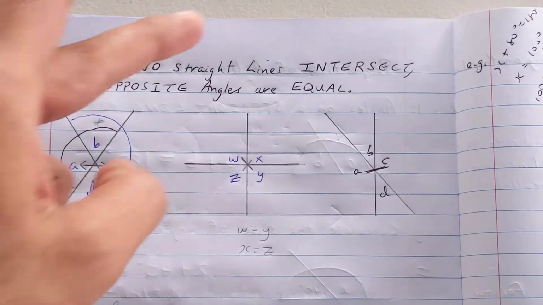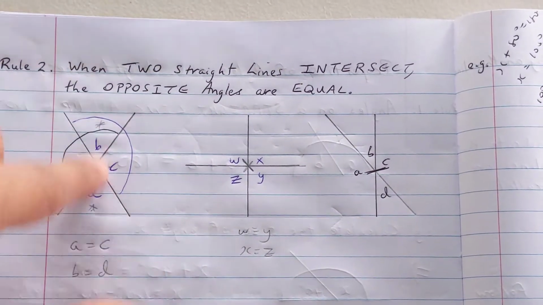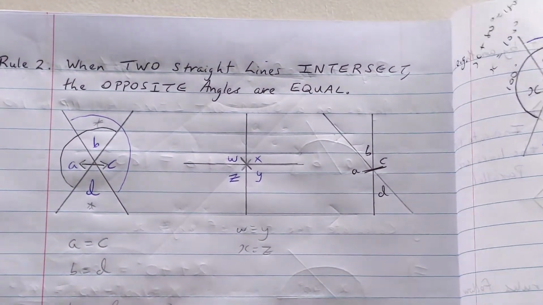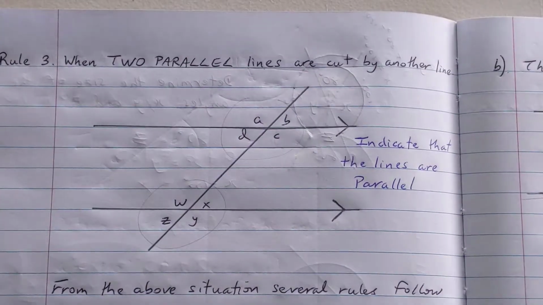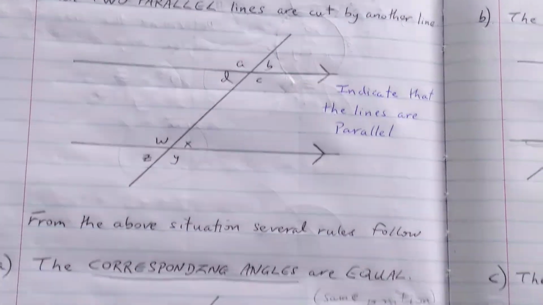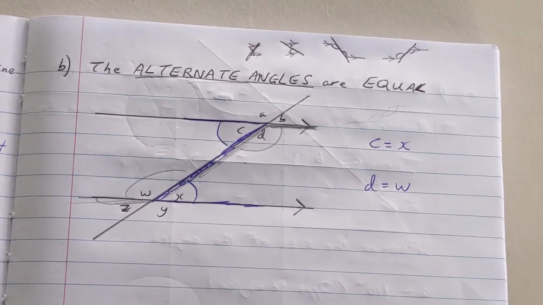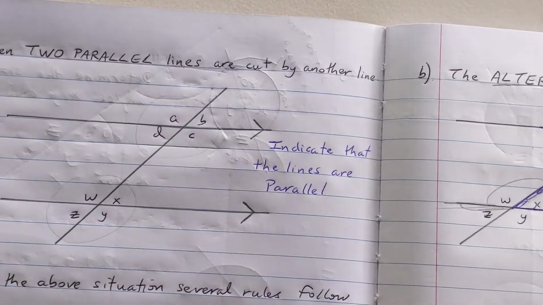When two straight lines intersect and form that kind of X shape, the opposite angles that face each other, vertically opposite angles, will be equal. And then we have the ones with the parallel lines: corresponding, alternate, and interior. Those are the different angles that we have.